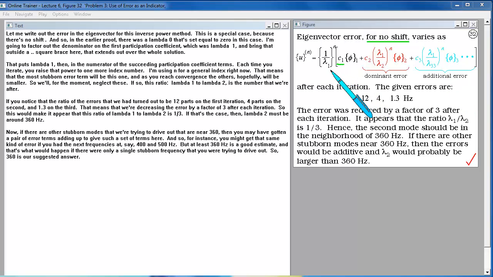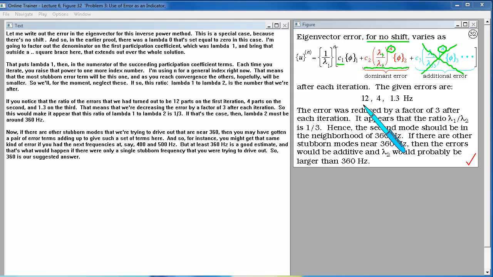Each time you iterate, you raise that power to one more index number. I'm using n for a general index right now. That means that the most stubborn error term will be this one. And as you reach convergence, the others hopefully will be smaller, so we'll, for the moment, neglect these. If so, this ratio, lambda 1 to lambda 2, is the number that we're after.